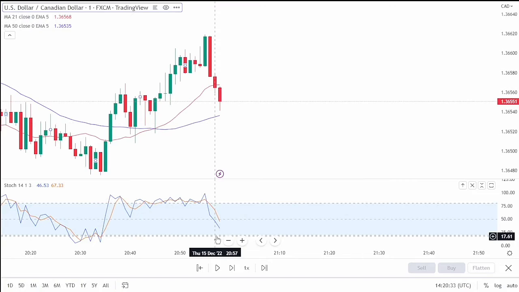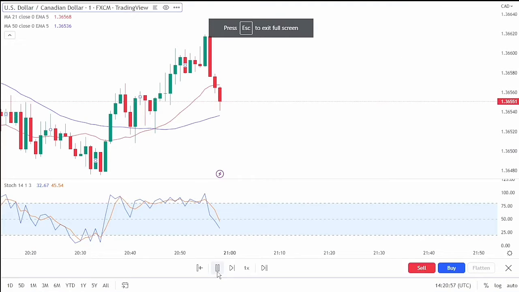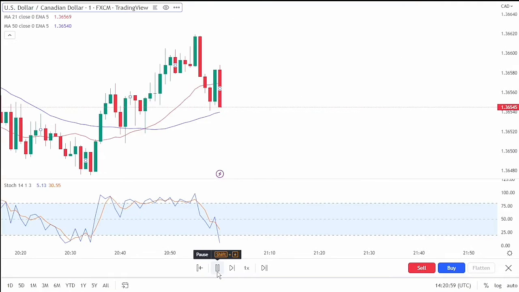We want to wait for this stochastic here to come down to the oversold and then bounce here, and then we want to see a crossover somewhere at this point right here, and then that's where we will be buying, expecting prices to go up right there. So let's see what happens next.